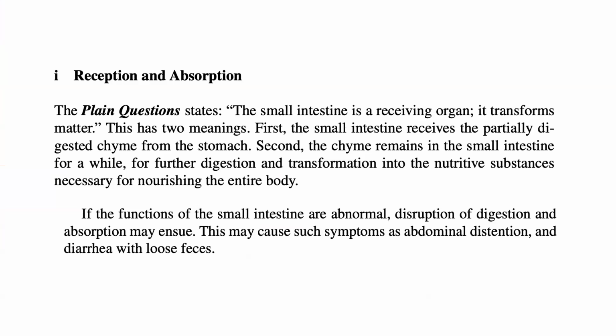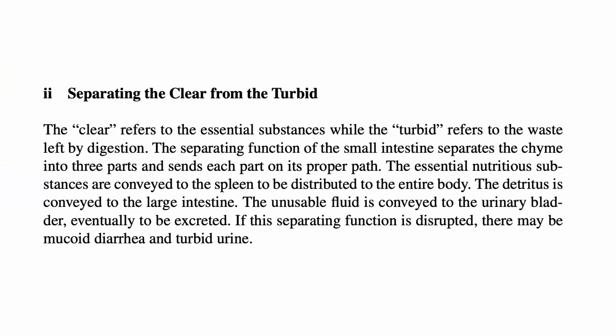If the functions of the small intestine are abnormal, disruption of digestion and absorption may ensue. This may cause abdominal distension and diarrhea with loose feces. The second function is separating the clear from the turbid. The clear refers to the essential substances, while the turbid refers to the waste left by digestion.